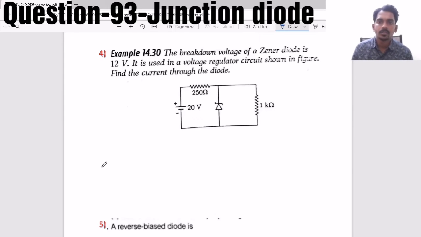Now the next question is about Zener diodes. How to deal with it? Some voltage, 20 volt, we applied. Here 250 ohm, here Zener diode, here 1 kilo ohm. Now find the current through the diode.